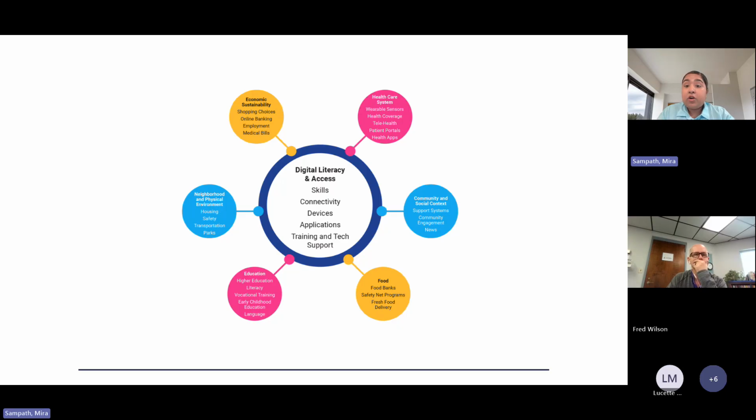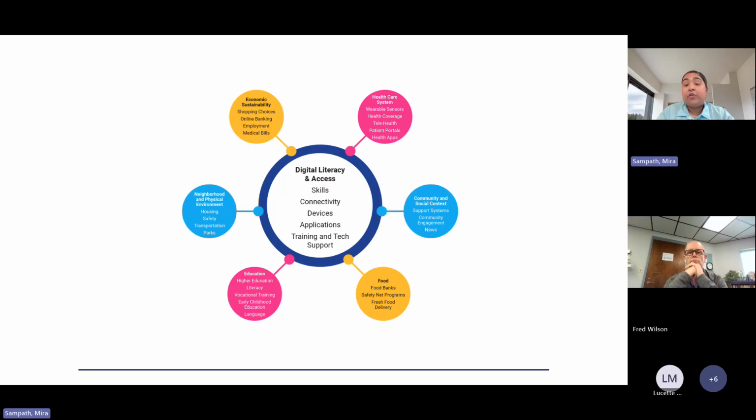In the community and social context, you have support systems. Oftentimes people stay connected with their loved ones or other support systems using social media, whether that be email or any other social media platform, or video conferencing. These can all be really important tools in that context. Community engagement as well, to stay engaged in your community, it's often really helpful to have those online tools that you can leverage. And the news, of course, is so predominantly online now.